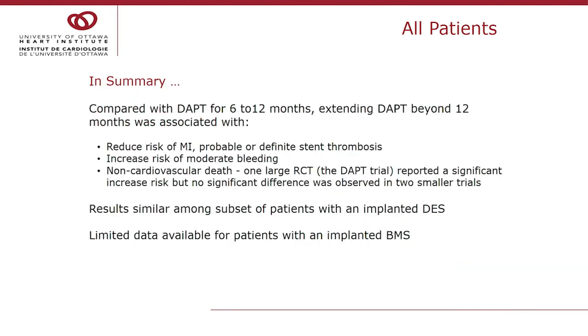So, bottom line in summary, when we look at all the patients, okay, not the subgroups, which we're going to get to in a second, all the patients, when we compare extended DAPT to shorter term, 6 to 12 months, what do we find? We find with extended, there's reduced risk of MI. There's a reduced risk of probable or definite stent thrombosis. We find that there's an increased risk of moderate bleeding, as given by the GUSTO definition. We find that non-cardiovascular death is a bit of a question mark.